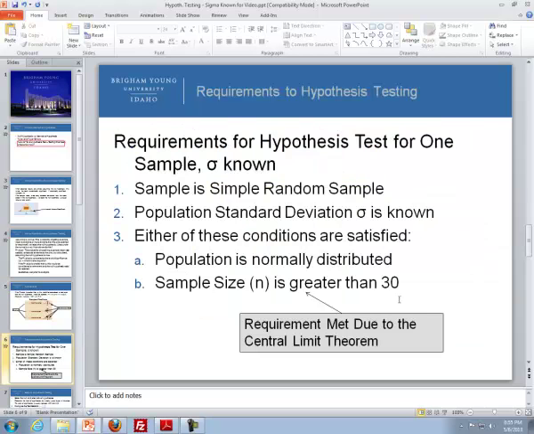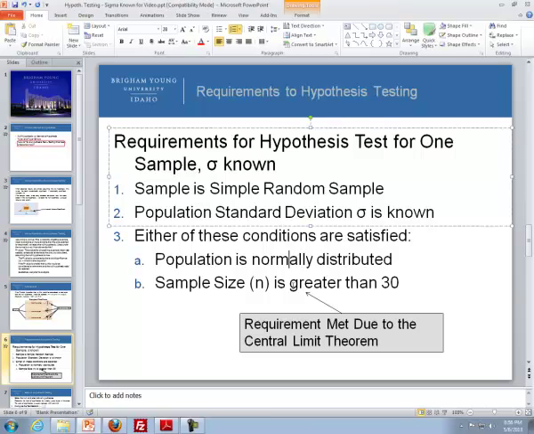Okay. So now let's talk briefly about the requirements for doing a one-sample test with standard deviation known. The sample has to be from a simple random sample. The population standard deviation needs to be known, and either one of these conditions is satisfied: either the original population or parent population is normally distributed, or the sample size n is greater than 30. That's the guideline, but basically the sample size is large. This goes back to the central limit theorem. We have to have our distribution of sample means be normal. Either the original population is normal, or we have a large sample size because of the central limit theorem.